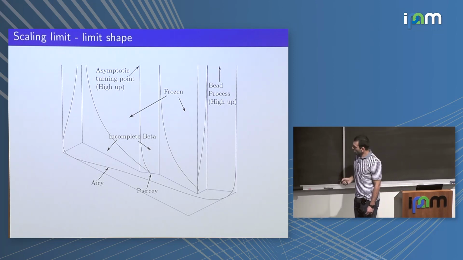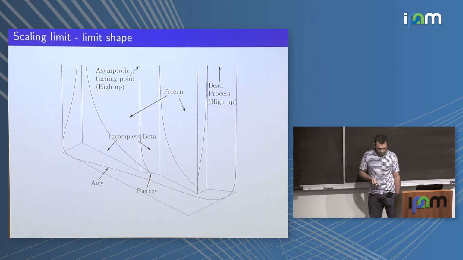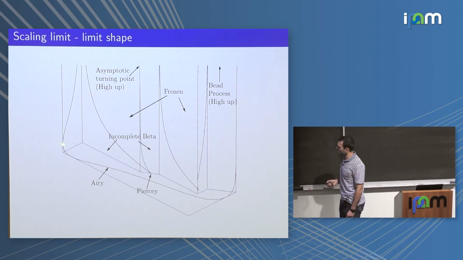But most of my talk is going to concentrate on a point that I haven't drawn here. If you look at the frozen boundary, it touches the rigid boundary at some point. So you have a point here, for example, where this Arctic curve touches. This is called a turning point. And the talk is going to be about the processes that appear at these turning points.